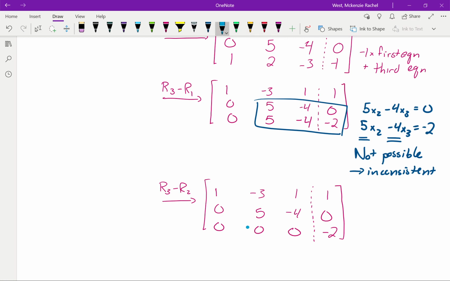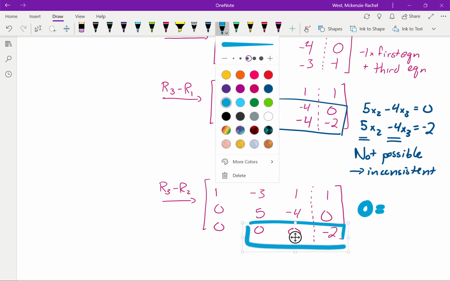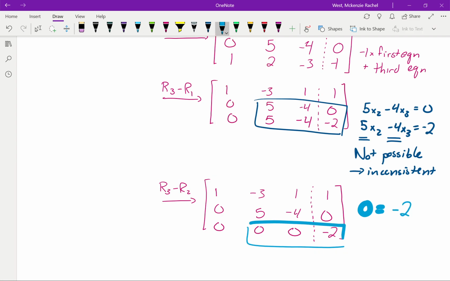this says that 0 equals minus 2. Which is definitely not possible. Definitely wrong. Everything we know about numbers says so, and so I'll put a lightning bolt to say there's a contradiction. We'll say this is inconsistent.